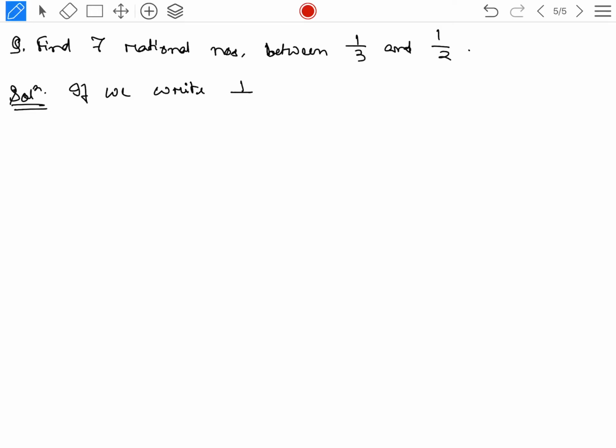See, if we write 1/3 as, suppose I have written, I multiplied both by, suppose, 30. I multiplied both by 30. We need to find 7, no? So we will make these numbers a little bit larger so that it will be easy for us. Now see, it can be written as 30/90. Now see, why we have written 1/3 as 30/90.